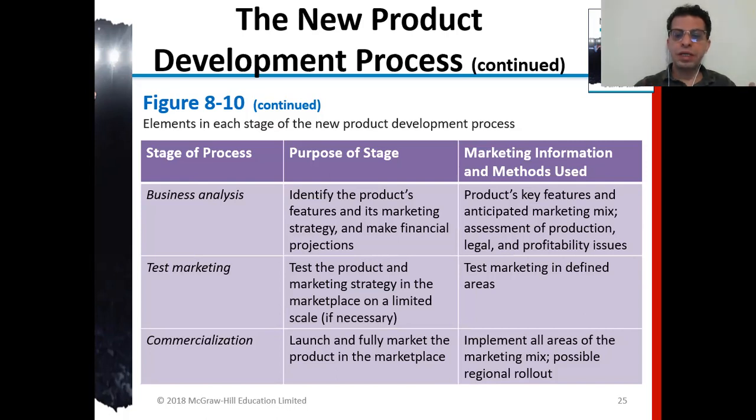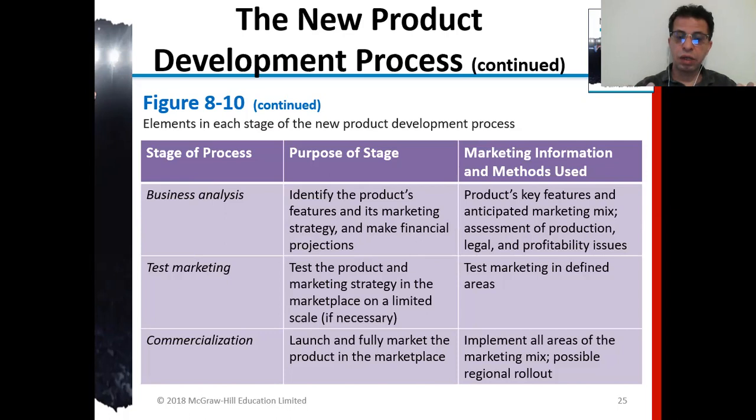Then we did a business analysis, or you need to do a business analysis, identifying the product's features, its marketing strategy, and marketing financial projection. This is the business part of the business plan, and you might use product key features and anticipated marketing mix, and assessment of product, legal, and profitability issues. Product features, you can do online, which at that time was a main issue.